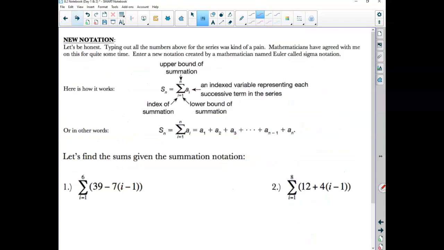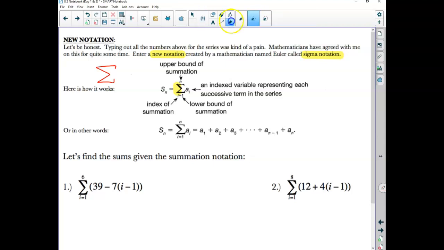And mathematicians agreed with me for quite some time. So here's our new notation. This new notation is called sigma notation, named by Euler. The reason it's called sigma notation is because this little guy right there, that capital E thingy, as most students call it, is the capital Greek letter sigma.